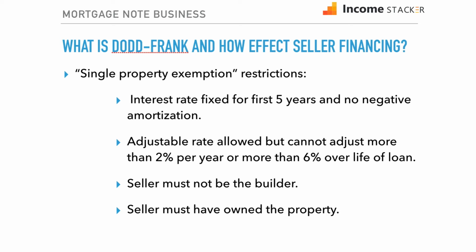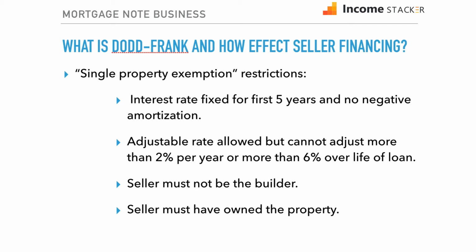There's 4 of them. Number 1, interest rate fixed for the first 5 years and no negative amortization. Number 2, adjustable rate allowed, but it cannot adjust more than 2% per year or more than 6% over the life of the loan. Number 3, the seller must not be a builder.